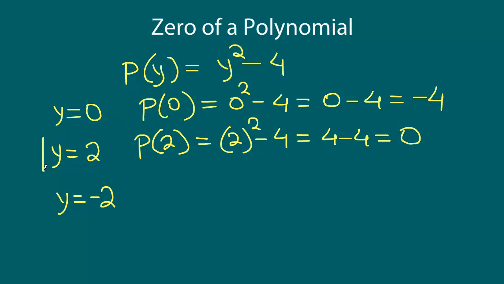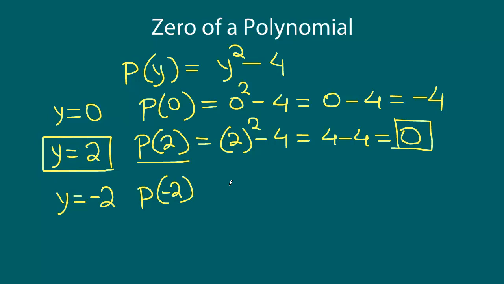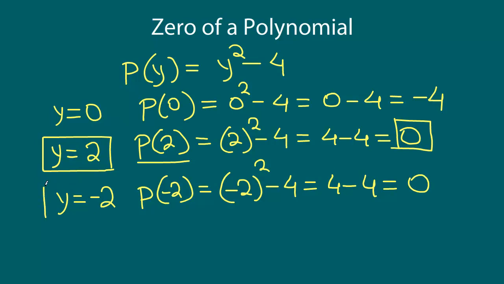So we see that at this value, at y equals 2, indeed our polynomial has become 0. So we know that 2 is the 0 of this polynomial. What about the last value? So at the value y equals minus 2, let's see what is the value of the polynomial. So minus 2 squared minus 4. So minus 2 times minus 2 is 4. Minus 4, 0 again.